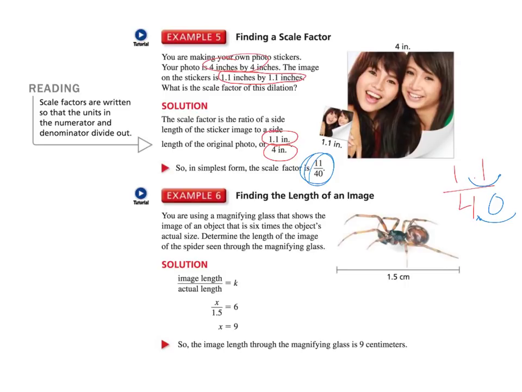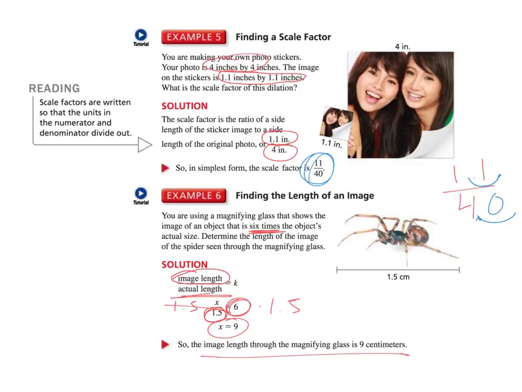For example 6, you're using a magnifying glass that shows the image of an object that is 6 times the object's actual size. Determine the length of the image of the spider seen through the magnifying glass. The image length we don't actually know, but we know the actual length of the spider is 1.5, and the scale factor is supposed to be 6. Just doing basic math, we multiply by 1.5 on both sides. It cancels out. 6 times 1.5, x equals 9. That's the length of our image.